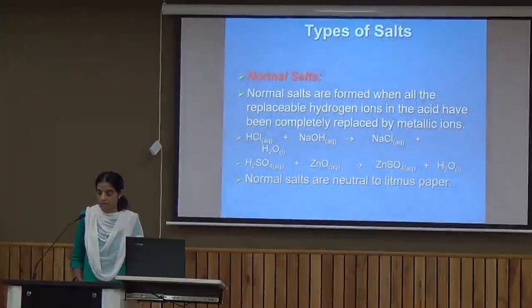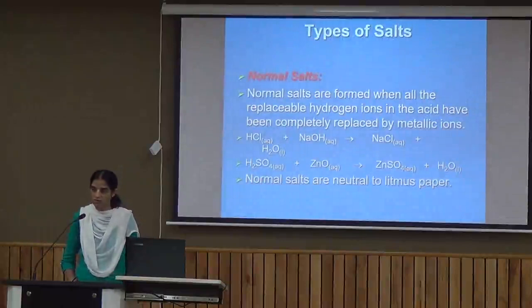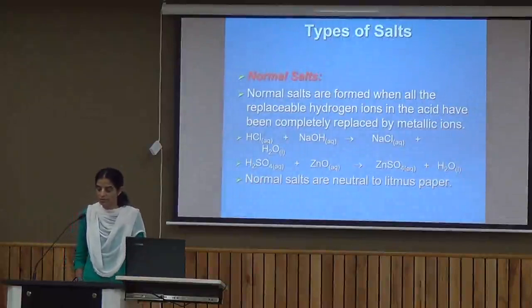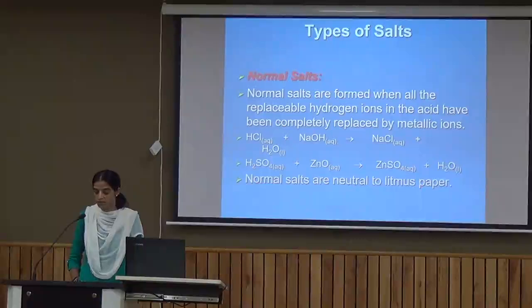Now next are the types of salts, different categories of salts. First are the normal salts, which are formed when all the replaceable hydrogen ions in the acid have been replaced by metallic ions, like sodium hydroxide reacting with hydrochloric acid to form sodium chloride. Sodium chloride here is a normal salt.